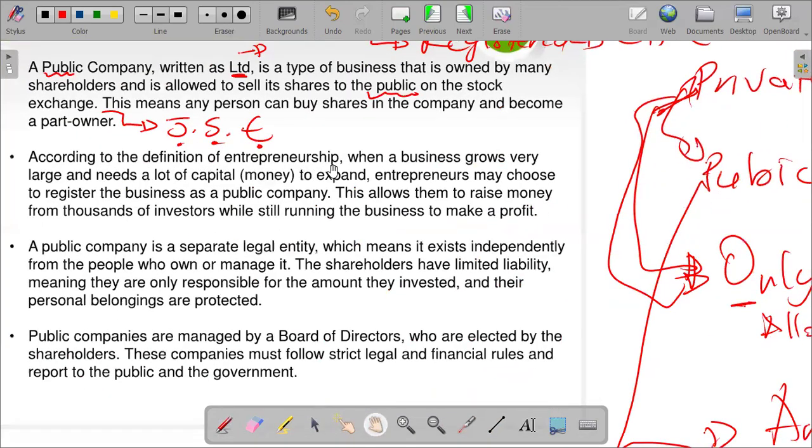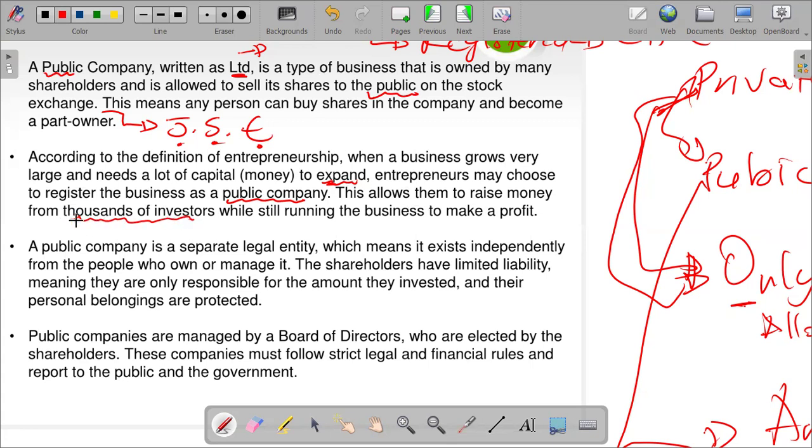So according to the definition, when a business grows very large, it needs a lot of capital. Why do we need capital? To expand, right? We need capital to expand. Entrepreneurs may choose to register the business as a public company so that they will have the space to expand. This allows them to raise money from thousands of investors.